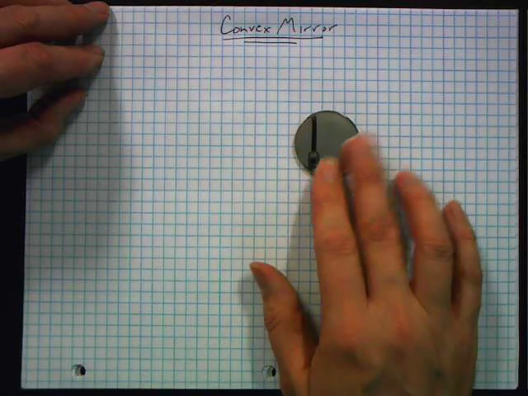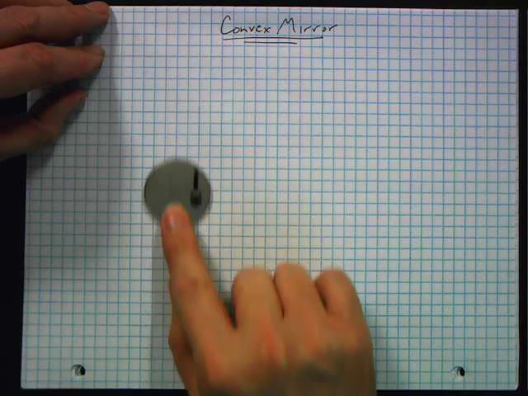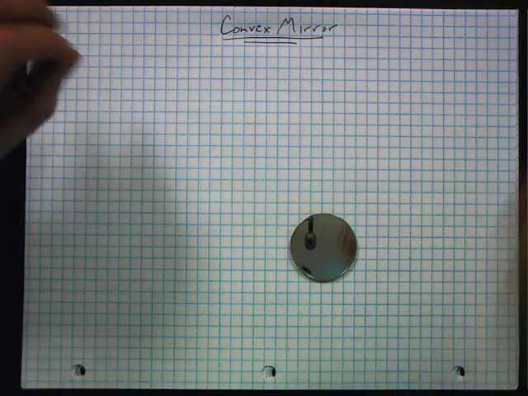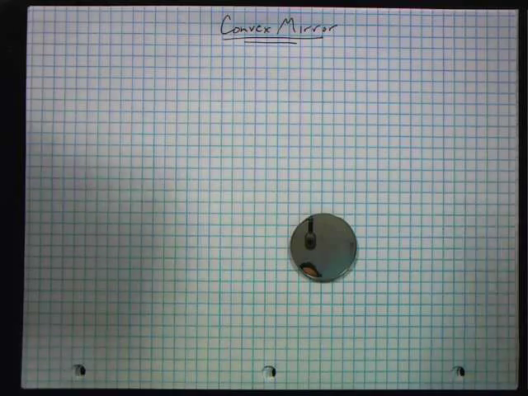If I put it over here, you still see the camera. Put it over here, we see the camera. We still see the camera over there, well, a little bit. Okay, we can see the camera through a large area. That's why they use these as security mirrors in grocery stores and convenience stores and the like.